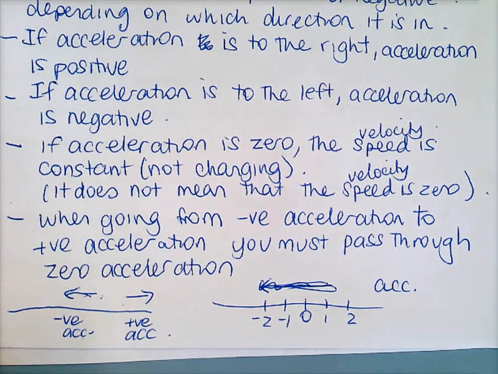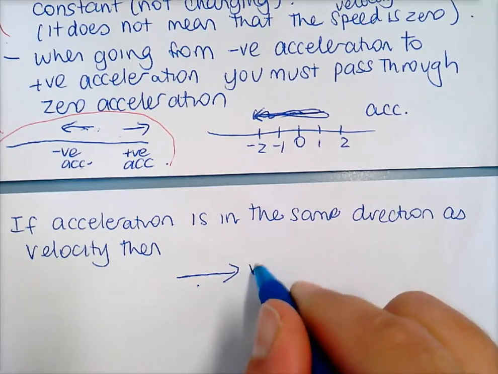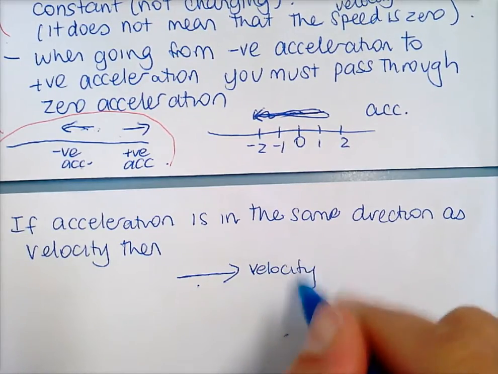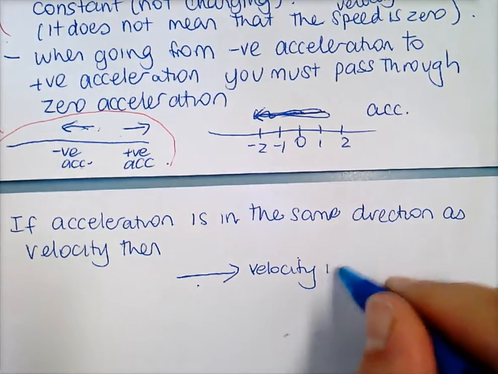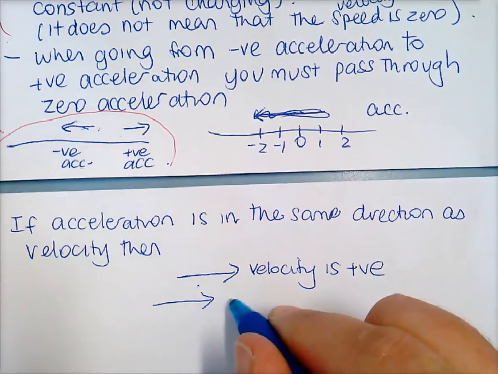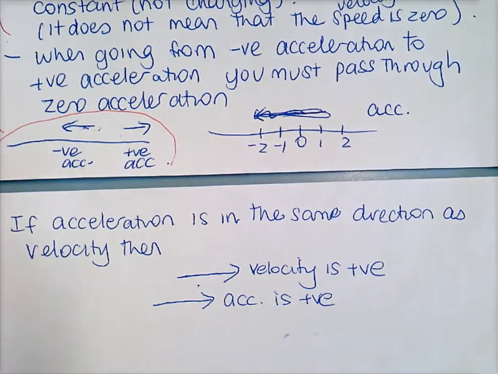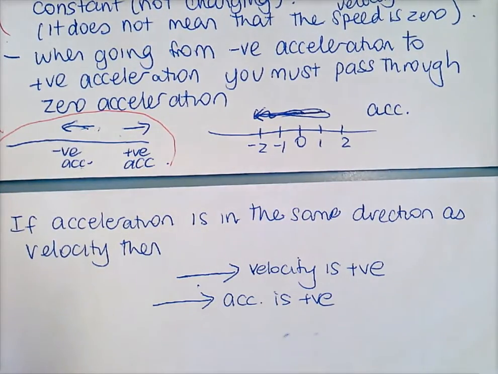So this is what we're going to do. You are travelling to the right. Velocity is positive, right? Travelling to the right, velocity is positive. And acceleration is to the right. Acceleration is positive as well. Then would you speed up or slow down? So let's say you're travelling that way and you're accelerating that way. Let's say someone's pushing you. You will speed up, okay?